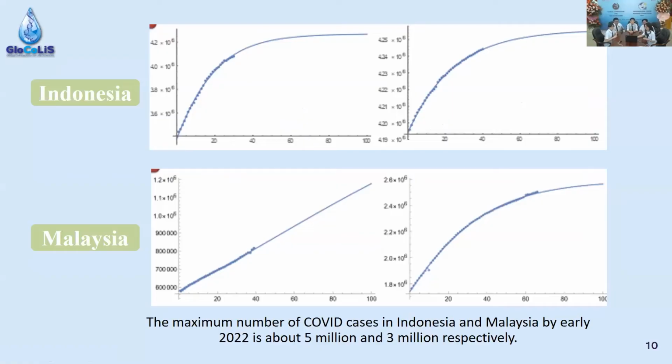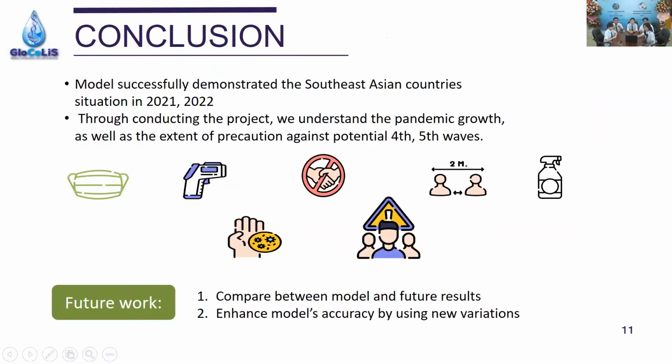And with a similar approach, we estimated the maximum number of COVID-19 cases in Indonesia and Malaysia to be about 5 million and 3 million respectively. Through conducting the project, we understand the pandemic growth as well as the extent of precaution against a potential fourth or even fifth wave of COVID-19.